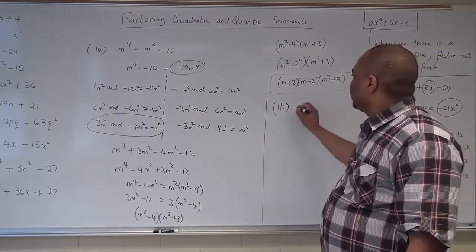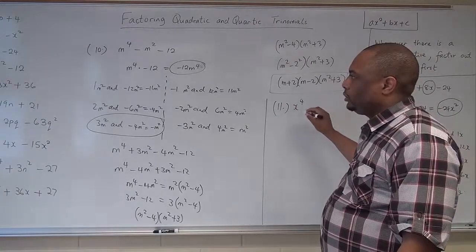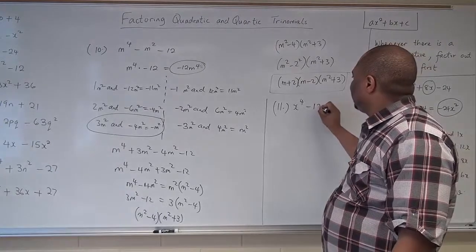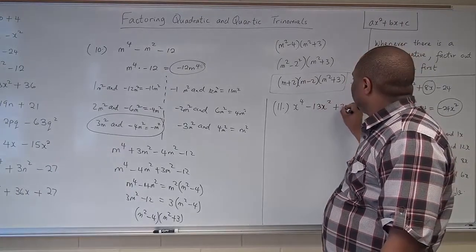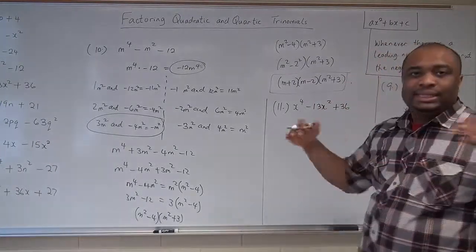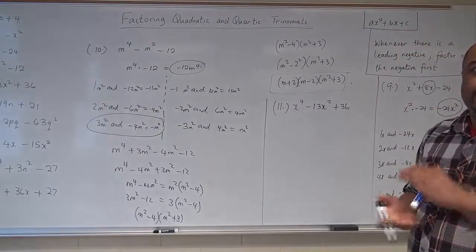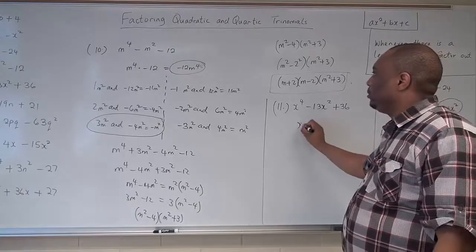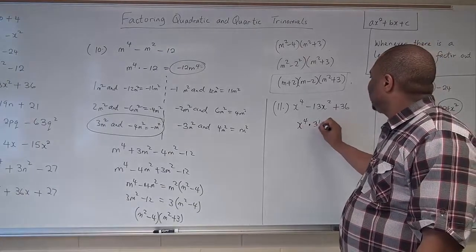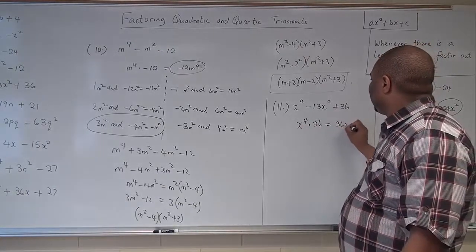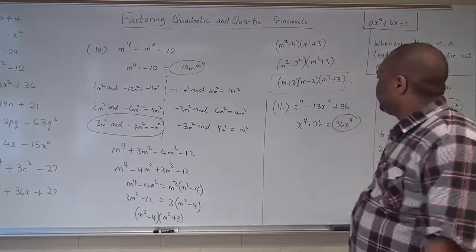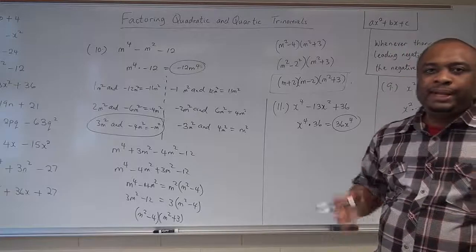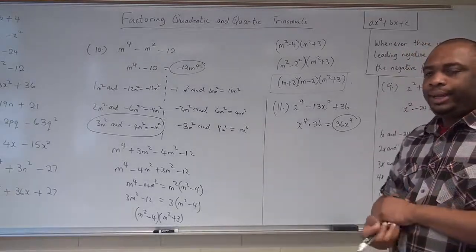We have another quartic trinomial. x4 minus 13x squared plus 36. It is in the general form. It is in order. So what we have to do is x4 times 36. This is 36x4. Then of course when we split it up, it's x squared, okay?